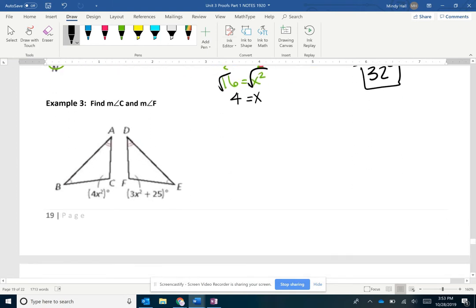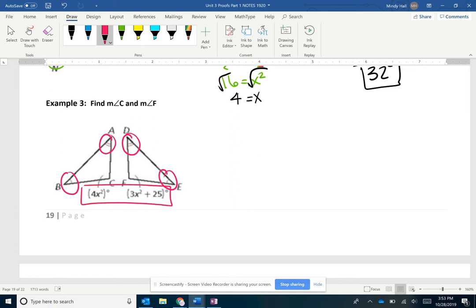So now if we want to find angle C and F, again, a similar situation, 2 pairs of congruent angles, so we know that these two that we have are also congruent, so we can set them equal to each other. 4x squared equals 3x squared plus 25. There you go.